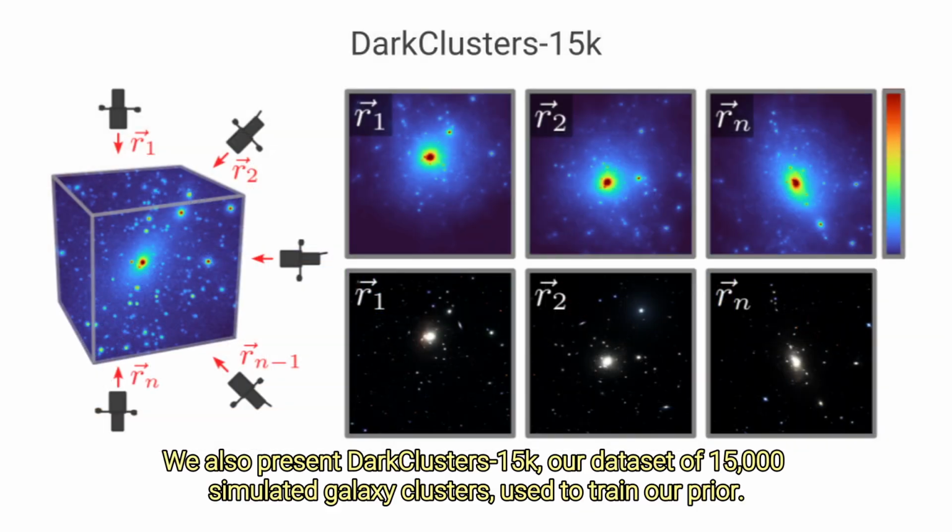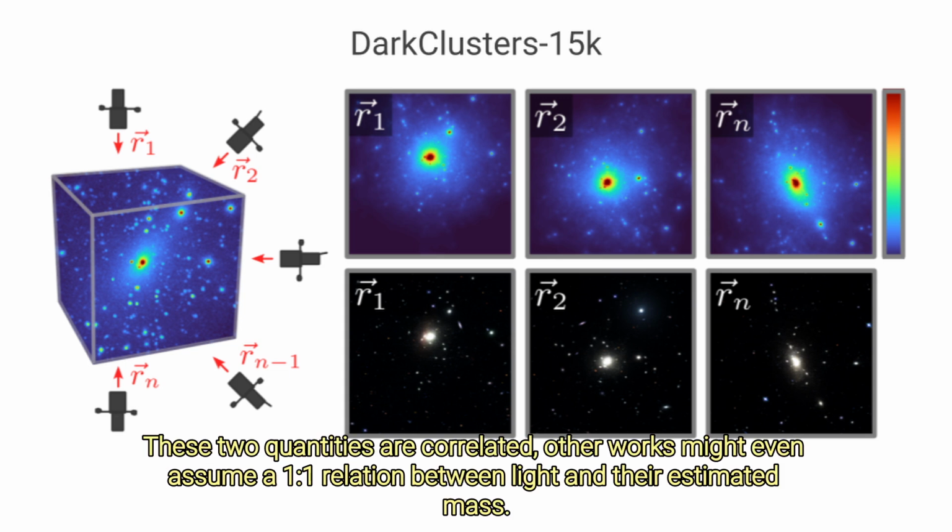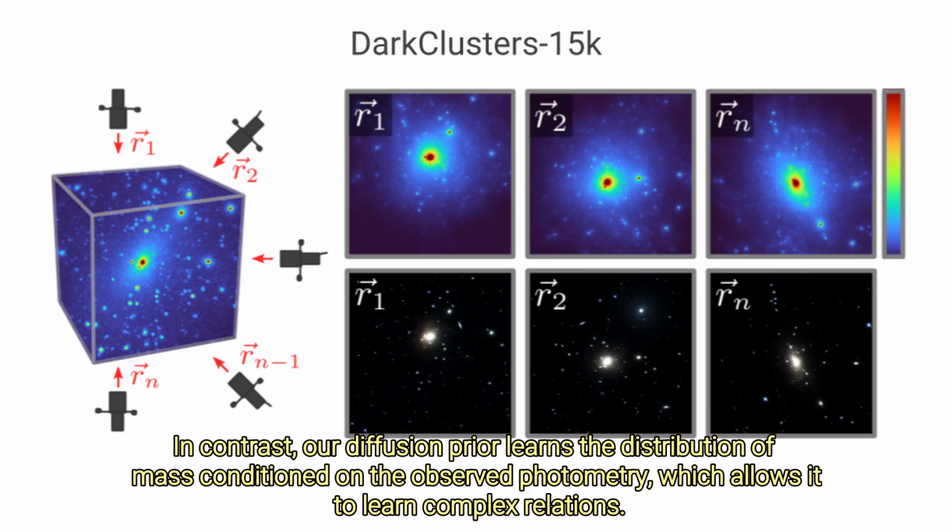We also present Dark Clusters 15K, our dataset of 15,000 simulated galaxy clusters used to train our prior. Dark Clusters 15K provides mass and photometry maps. These two quantities are correlated. Other works might even assume a one-to-one relation between light and mass. In contrast, our diffusion prior learns the distribution of mass conditioned on the observed photometry, which allows it to learn complex relations.